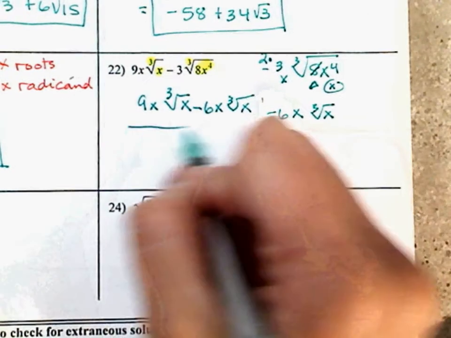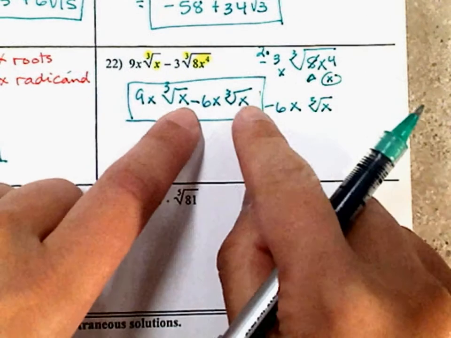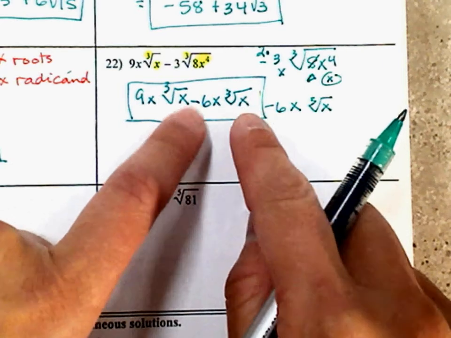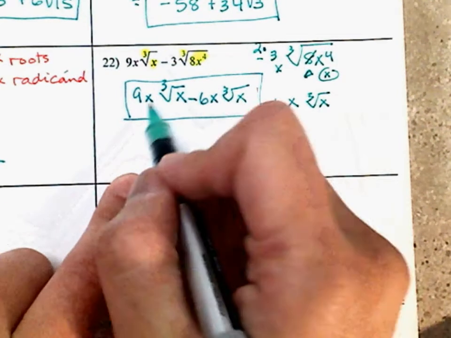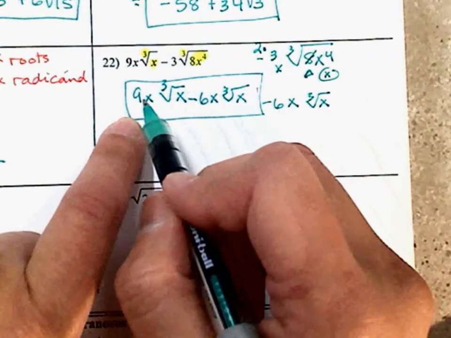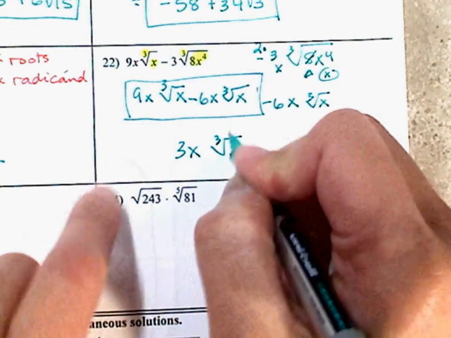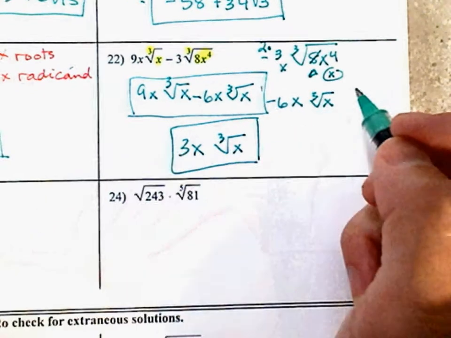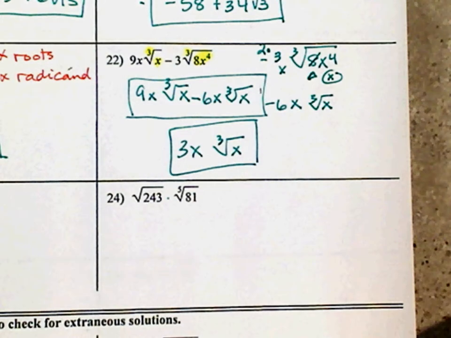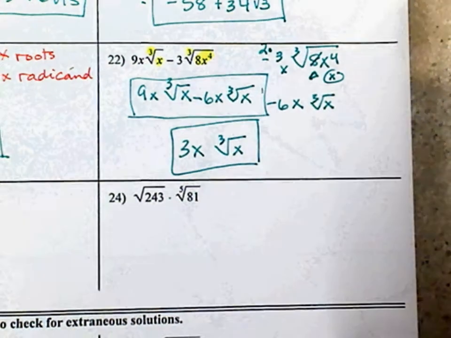Now take a look. Do these guys now have the same term? Same radicand? Same root? Let's combine them. Your coefficient's the same. 9x minus 6x is 3x, cube root of x. Okay, so there's your final answer. Many different ways you can do this one. Okay? All right, 23.